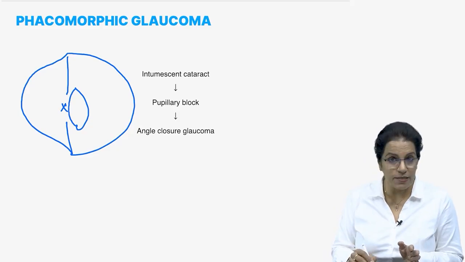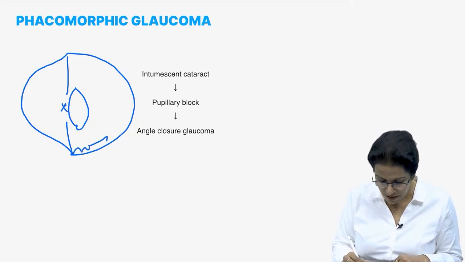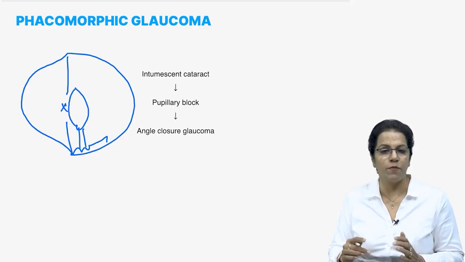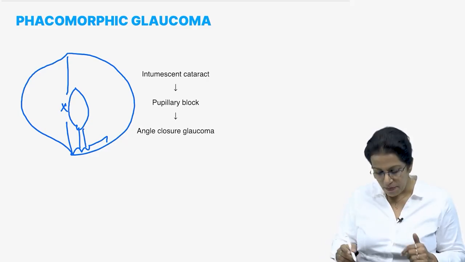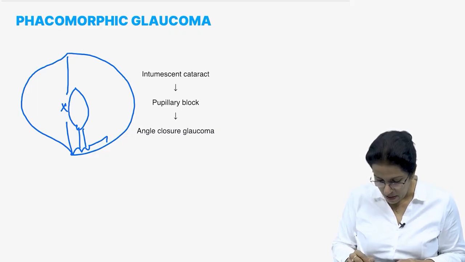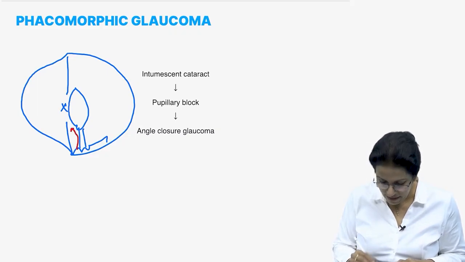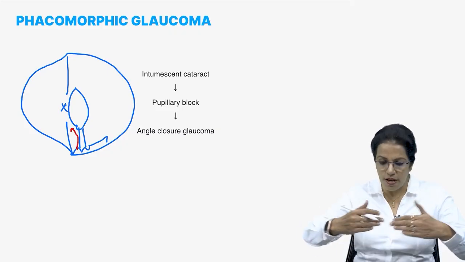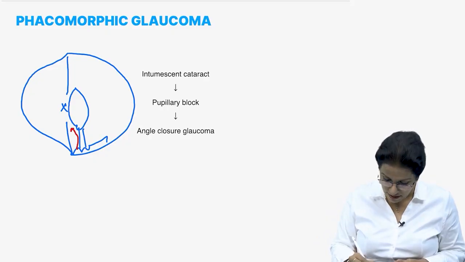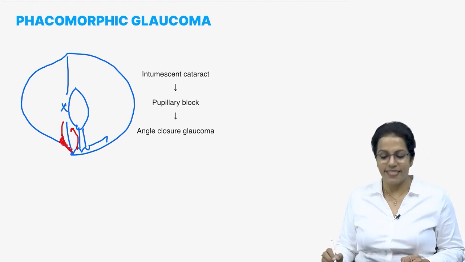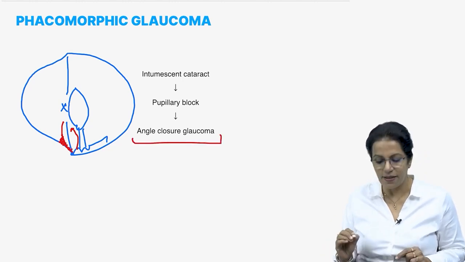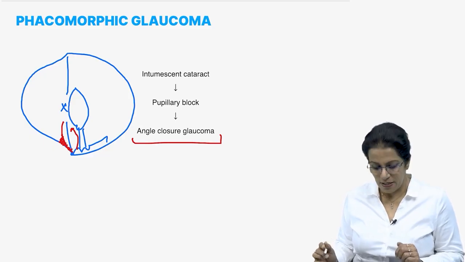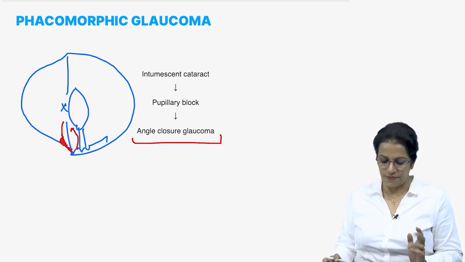Do you understand? When there is a pupillary block, what is the story? Suppose this is the pars plana here. I'm only making the side. So what is happening? The aqueous is formed here, but now it cannot go into the anterior chamber or angle. It starts collecting here. It will push the iris forward. When it pushes the iris forward, it touches the cornea and the angle is all blocked. This is causing angle closure glaucoma. So this is your phacomorphic.